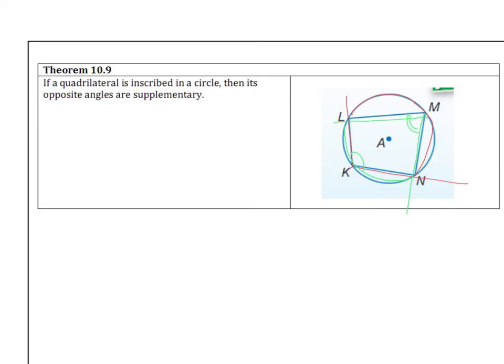So that's what it's saying here, that if you have opposite angles in an inscribed quadrilateral, those two angles will be supplementary. So the measure of angle M plus the measure of angle K, those two will add up to 180. Same with the other two, the measure of angle L plus the measure of angle N will equal 180.